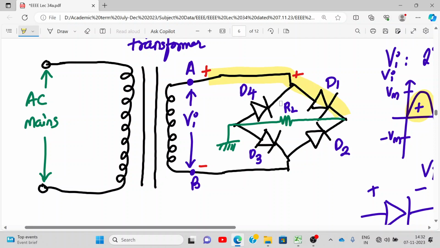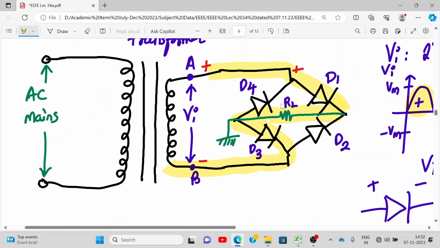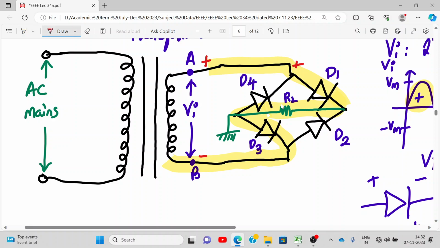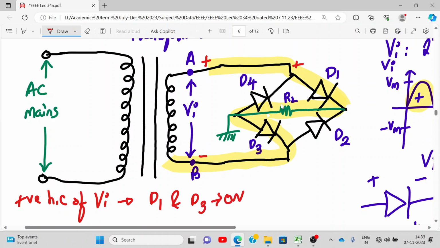Now after D1, where will it go? Can it go to D2? No, because at D2 again it's positive, right? This voltage is appearing. So it will go to the load, RL. Then where will it go? It will go to D3, correct? And then it will go back to supply B, and then directly to A. This is how the signal flows. So during the positive half cycle of VI, which two diodes are conducting? D1 and D3 are on. Okay, and the other two diodes are off.